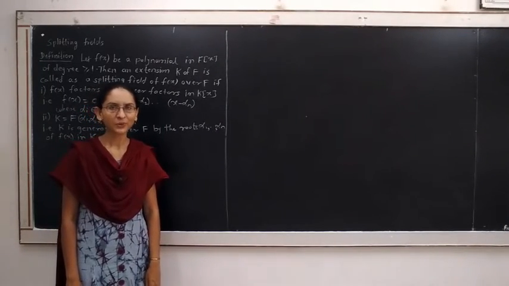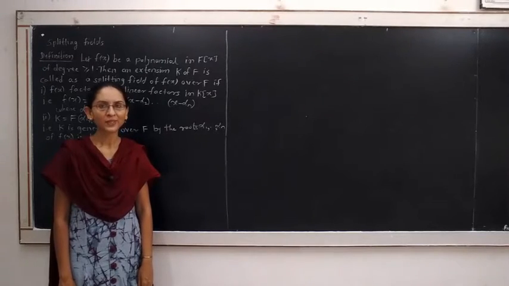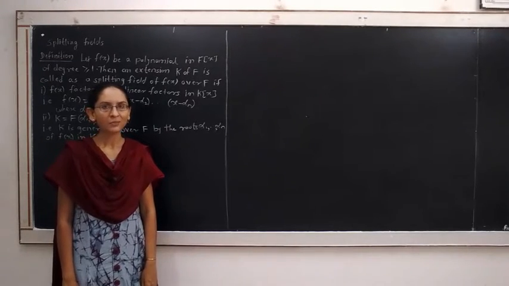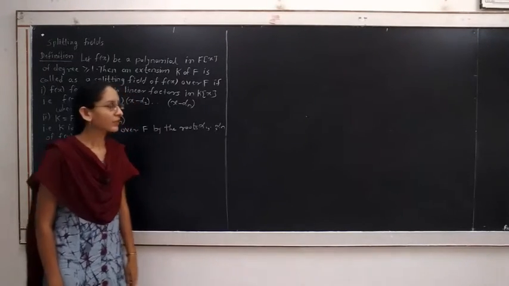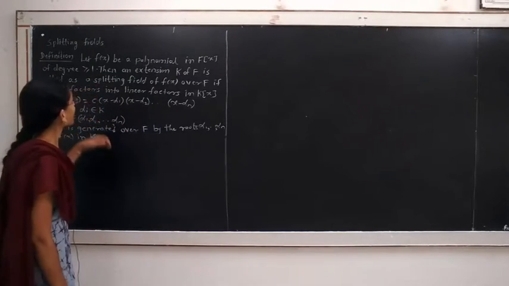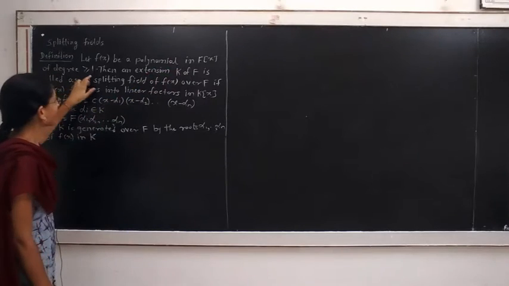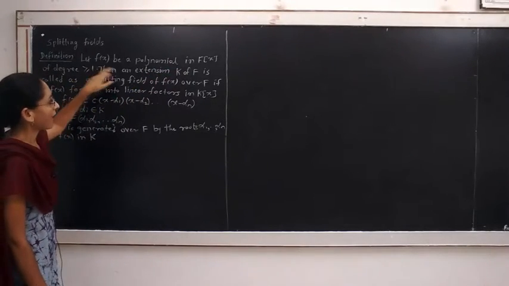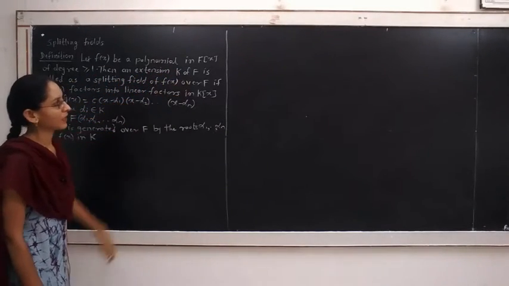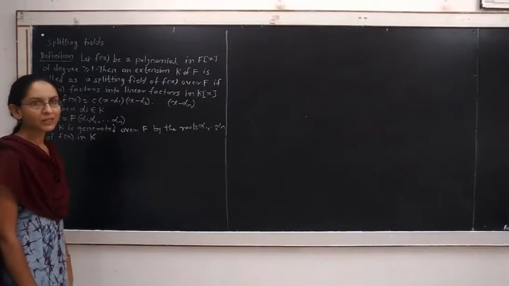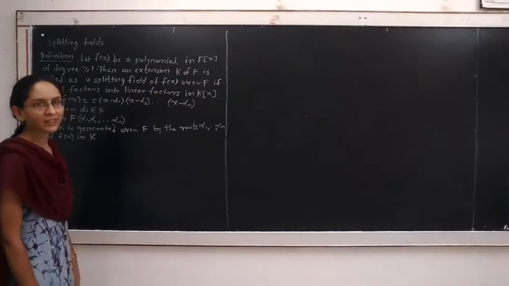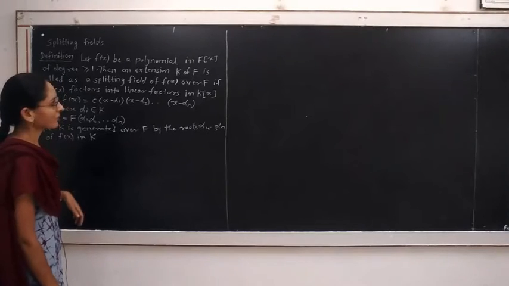Today we are going to discuss the definition of splitting field and the examples of splitting field. The definition is given as: let f(x) be a polynomial in the field F[x] of degree greater than or equal to 1, then an extension K of F. K is an extension of F means K is a field that contains the field F as a subfield.